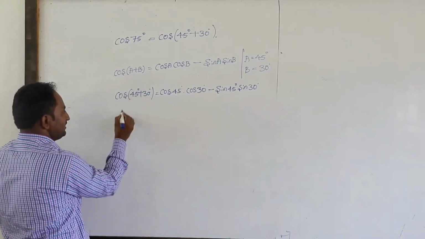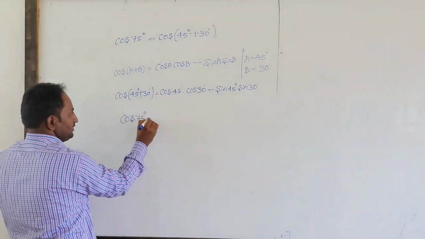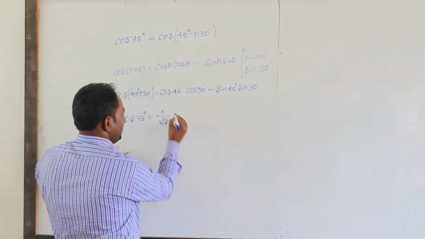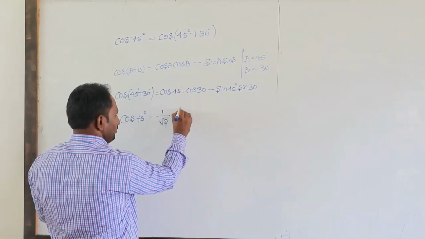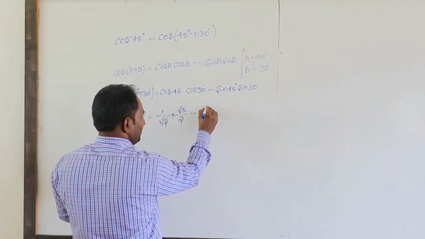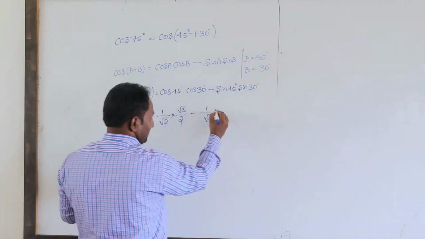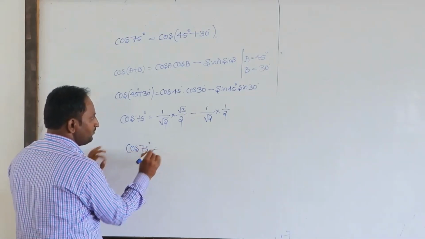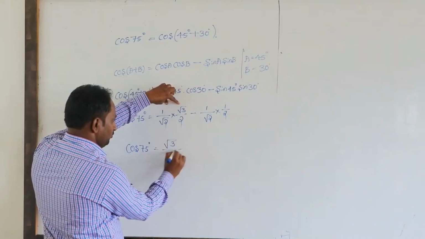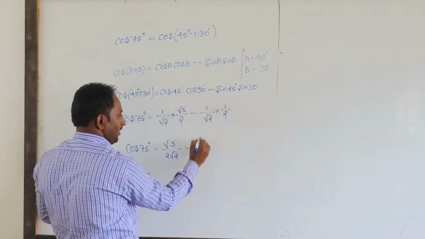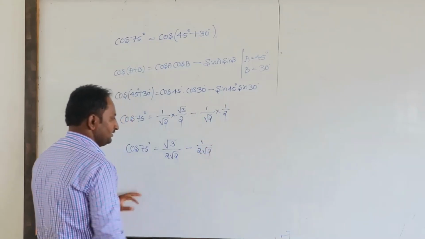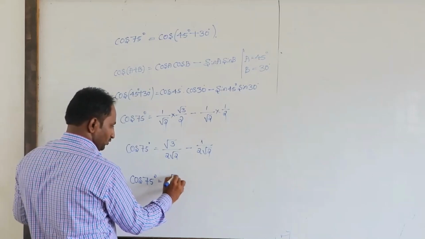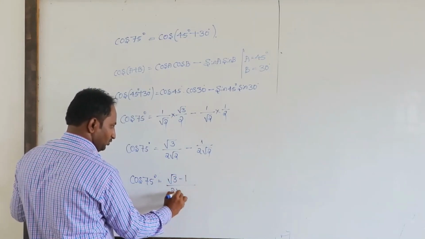Then cos 75 degree is equal to cos 45 degree, 1 divided by root 2, cos 30 degree, root 3 divided by 2, minus sin 45 degree, 1 divided by root 2, sin 30 means 1 divided by 2. Cos 75 degree is equal to root 3 divided by 2 root 2 minus 1 divided by 2 root 2. Then the base is the same, so cos 75 degree is equal to root 3 minus 1 divided by 2 root 2.